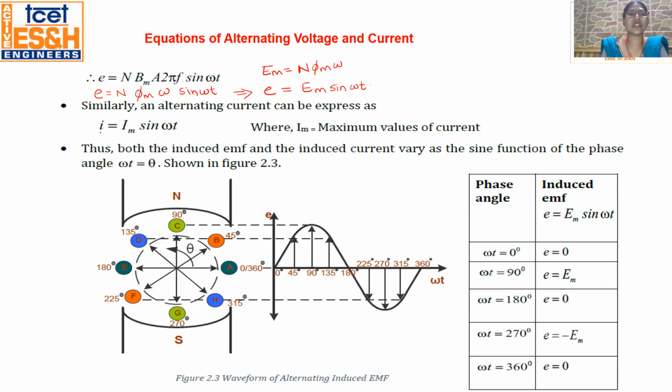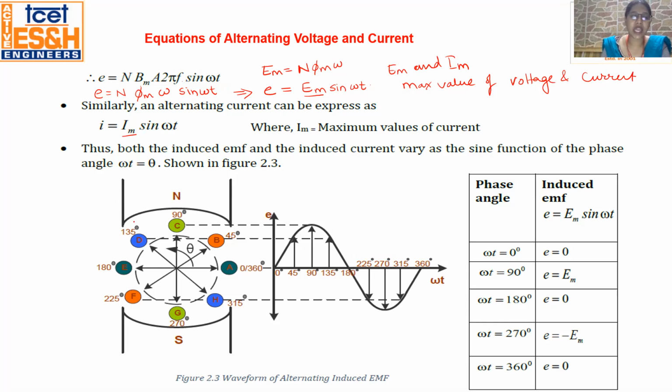Clear? So in a similar fashion, when voltage is represented by Em sine omega t, then I is equal to Im sine omega t, where Im and Em are what? Maximum values of voltage and current. Okay, voltage and current are represented by Em and Im.